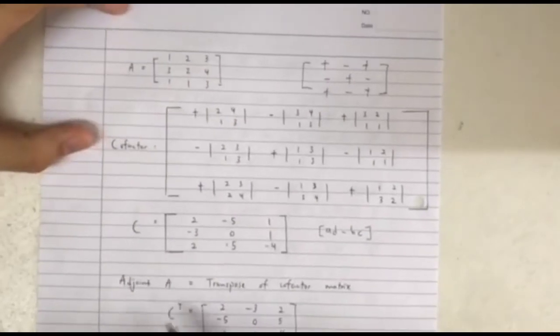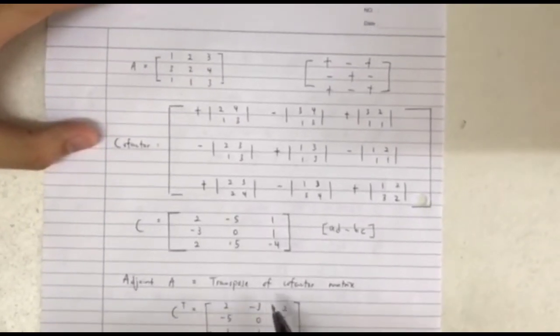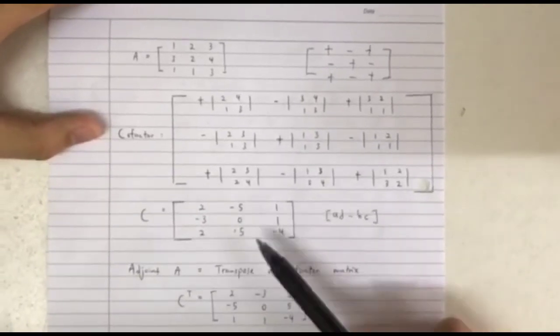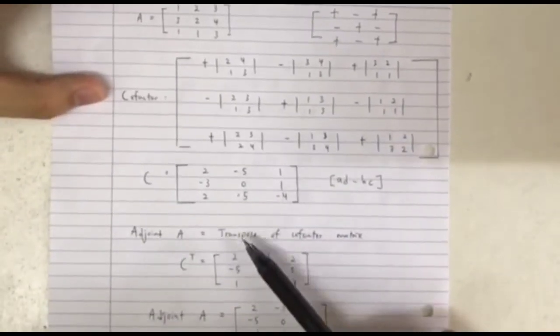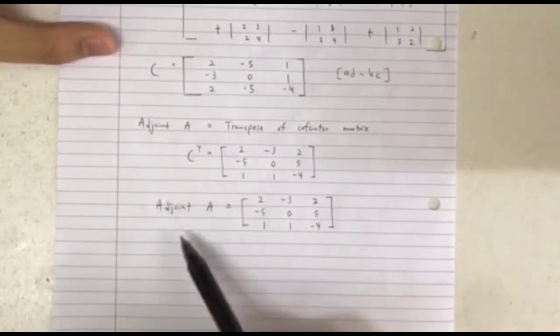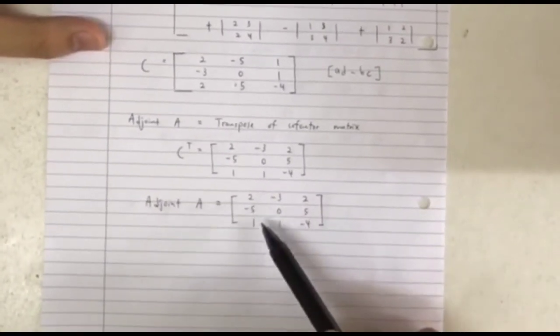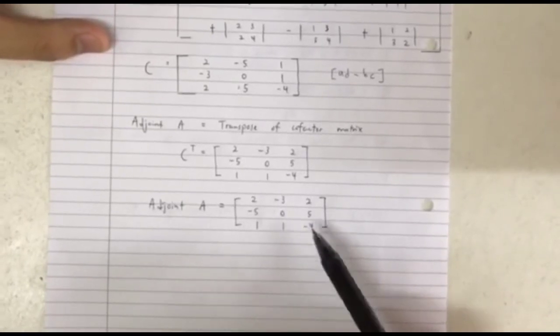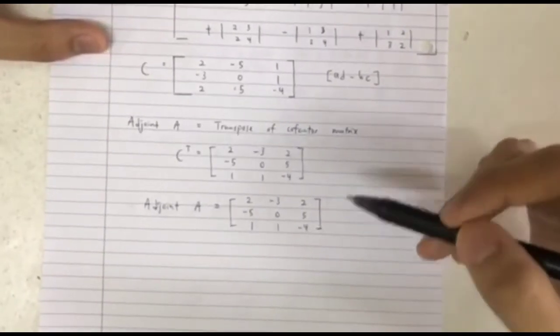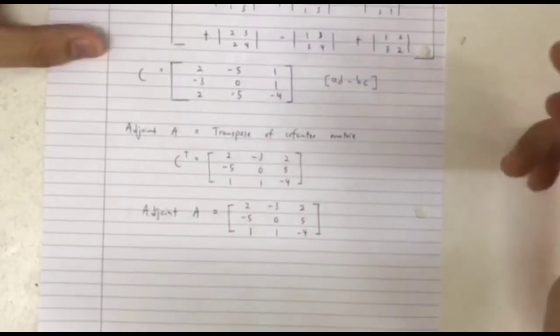So adjoint A is equal to the transpose of the cofactor matrix. For the cofactor matrix, we interchange the row and column, and it becomes like this. Adjoint A is 2, -5, 1, -3, 0, 1, 2, 5, -4. So adjoint A is basically the transpose of the cofactor.